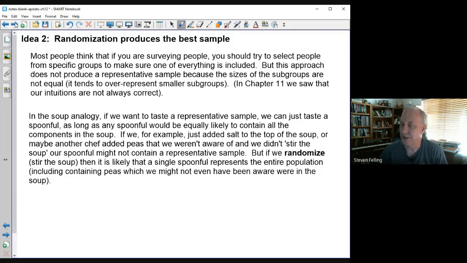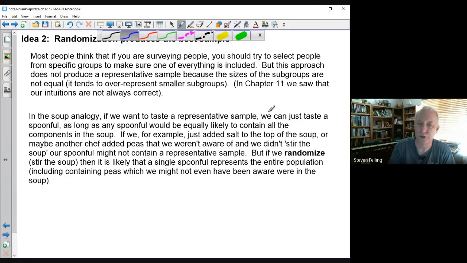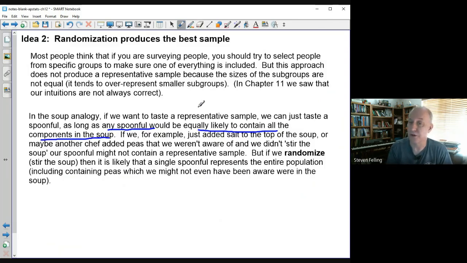In the soup analogy, it would be this. Let's say that we wanted to take a representative sample of our soup, and we dip our spoon in there, right? As long as any spoonful would be equally likely to contain all the components in the soup, then we're good with any spoonful that we grab out of that. If, for example, we just added salt to the top of the soup, I might make sure that I stir it up so I get some of the part that has salt and some of the part that doesn't have salt in there, right?